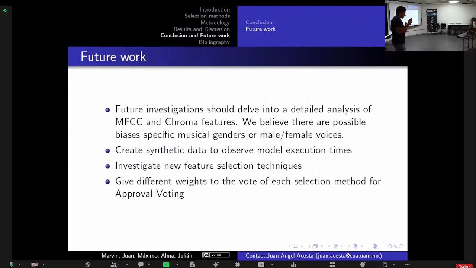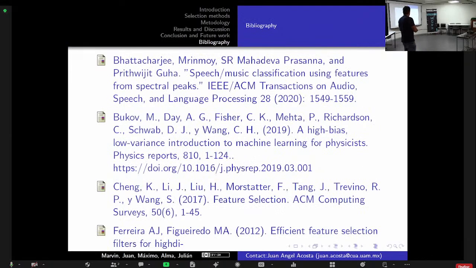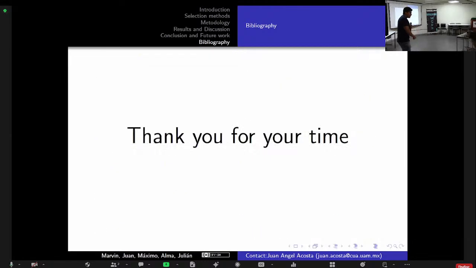Then, for future work, filter investigation should delve into the types analysis of the MFCC and the chroma filters, because we believe there are possible biases specific to music, gender, or male and female voices. Create synthetic data to observe model execution times, investigate new filter selection techniques, and give different ways to vote for each method in approval voting. Okay, this is my reference, and thank you for your time.